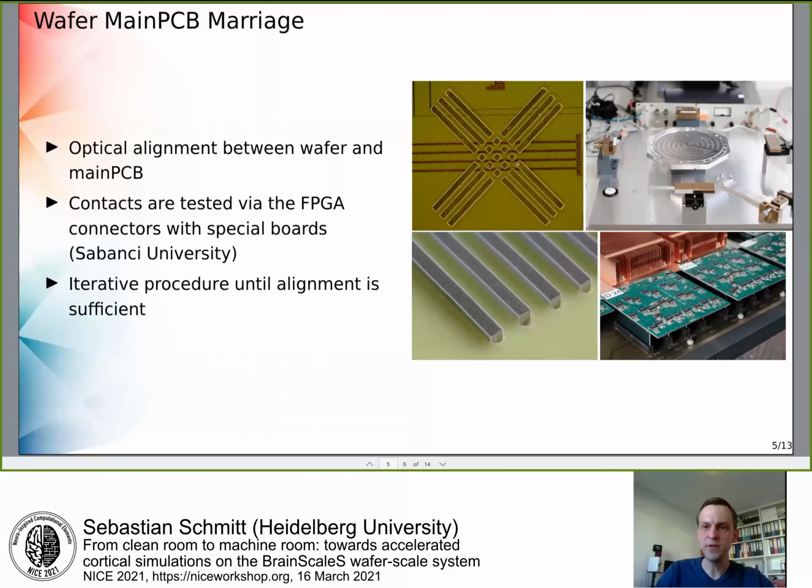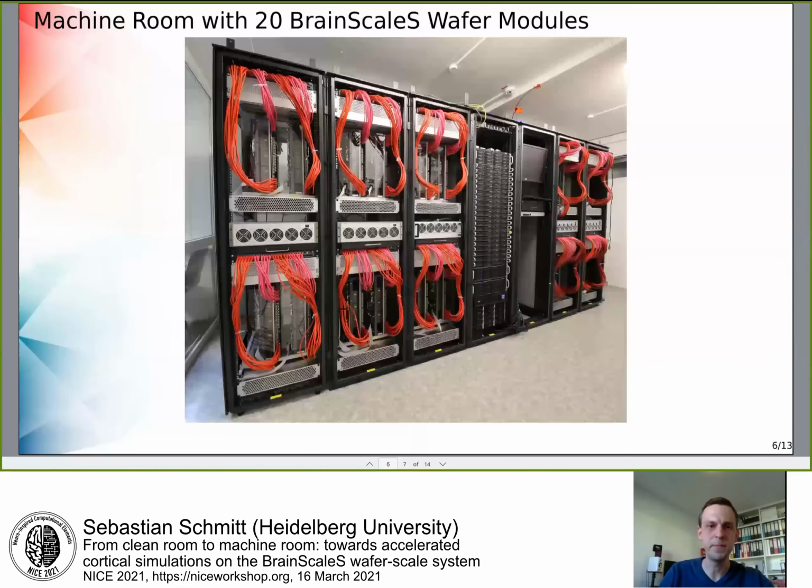And in the upper right, you see an alignment jig where you then use a microscope to align the wafer and the main PCB optically, and then you do electrical tests. So in the lower right, you see boards that are put in the slots where later the FPGAs will be put in, so that you can measure all the resistances, and when good contact is made, or when it's not made, you iterate with this procedure until you are satisfied with the connectivity of wafer and main PCB.